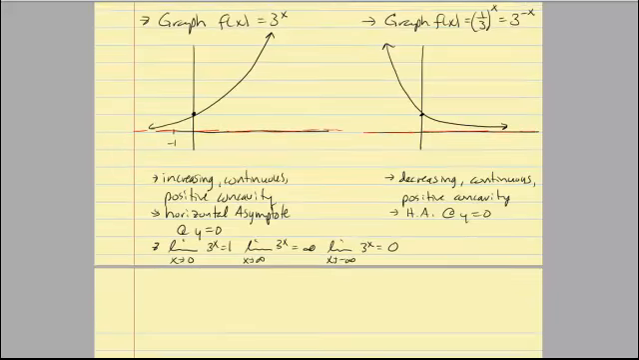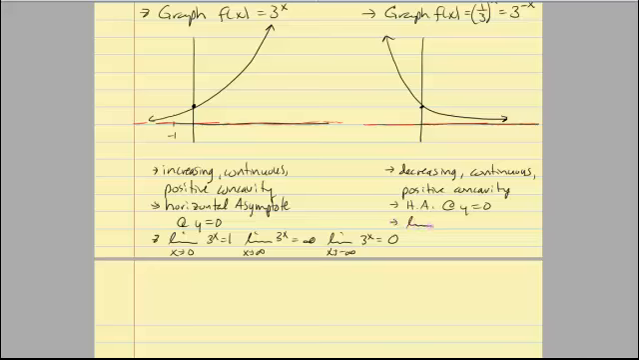Okay, and I also have some limits that I can look at here. The limit as x approaches 0 of (1/3) to the x is 1. The limit as x approaches infinity of (1/3) to the x is equal to 0. It's going toward the x-axis. I'm going to sneak one more in here. The limit as x approaches negative infinity of (1/3) to the x is equal to positive infinity.